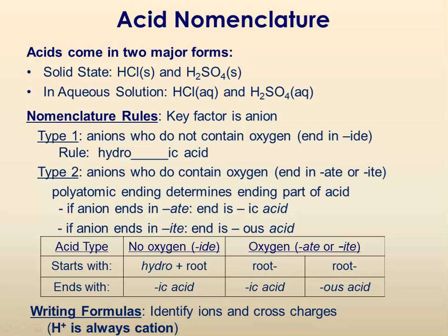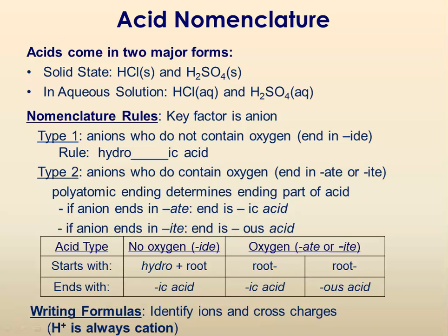If the acids come from oxyacid ions, ones that contain oxygen, they'll end in -ate or -ite, and the ending determines how their name is going to be formed. They will never start with hydro, but if the anion ends in -ate, they will go to -ic acids, and if the anion ends in -ite, they'll go to -ous acids.